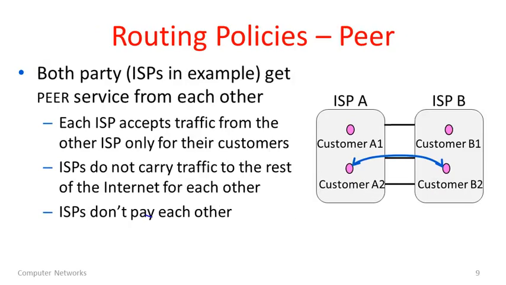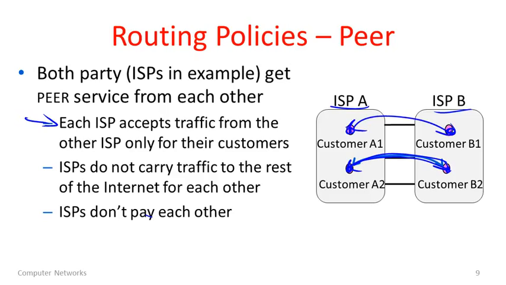In this policy, we have two parties. I have ISP A on the left and ISP B on the right. These parties are both going to use a policy which gives peer service to each other. Now, in peer service, each ISP accepts traffic from the other ISP only when it's to and from their customers. So I have the two customers down here, and you can see we can send from one customer to the other across this link and back. And similarly for the customers up here, we could do the same.